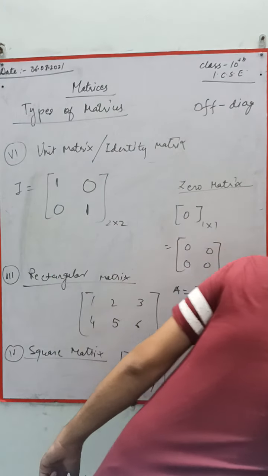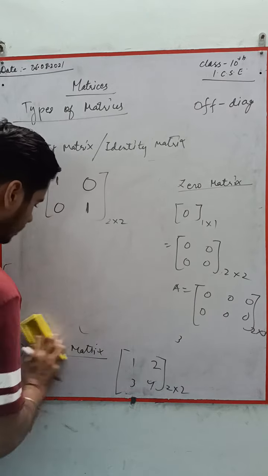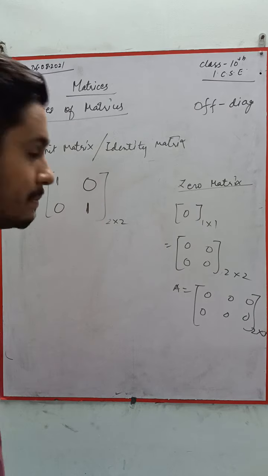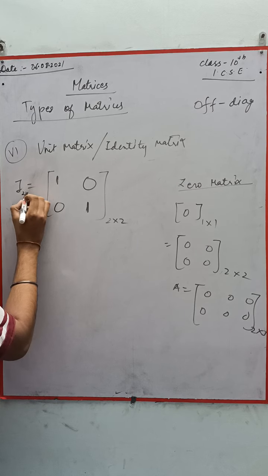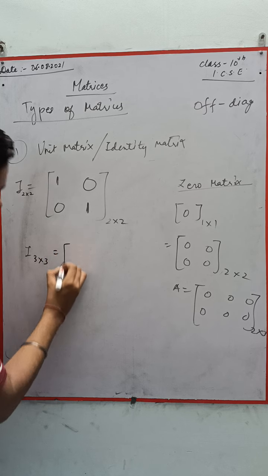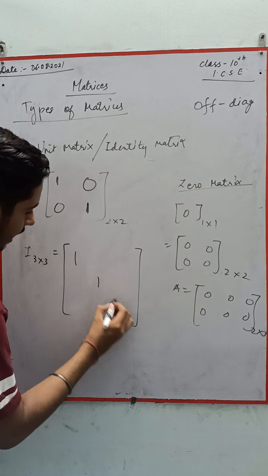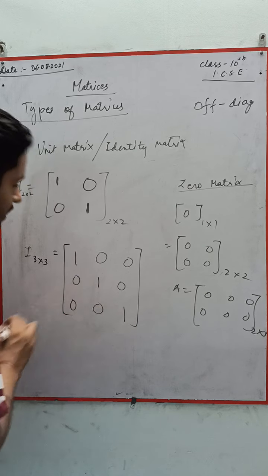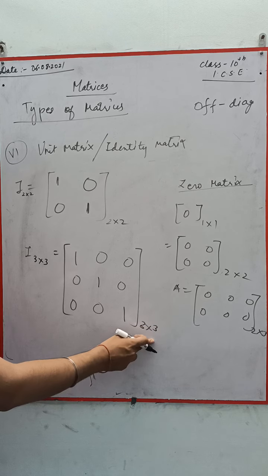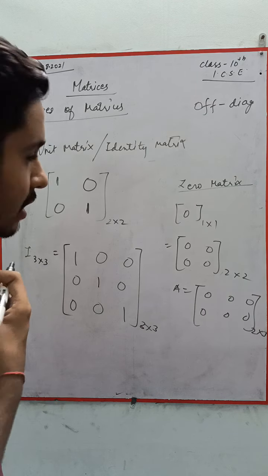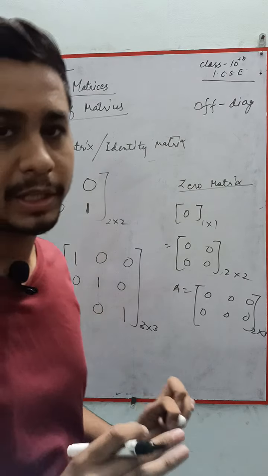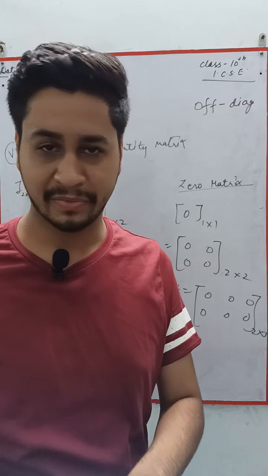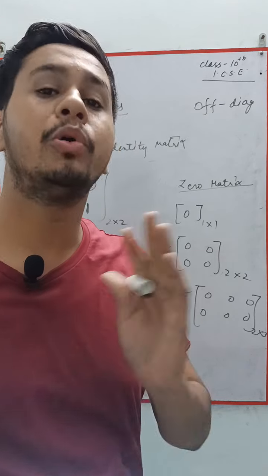If I say a 3 cross 3 matrix, can you imagine how the 3 cross 3 matrix looks? You can write I 2 cross 2, I 3 cross 3, meaning on the diagonal positions 1 and on the off diagonal positions 0. So this is a 3 cross 3 identity matrix. I hope up to here things are clear to you. Types of matrices you have to write in your fair copy, the definition as well as the examples, so that things will be clearer to you.